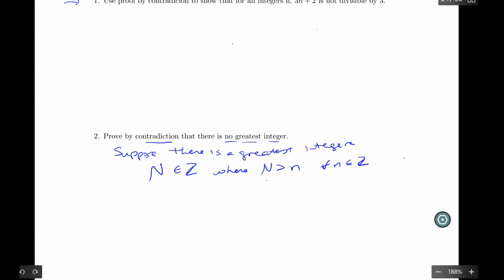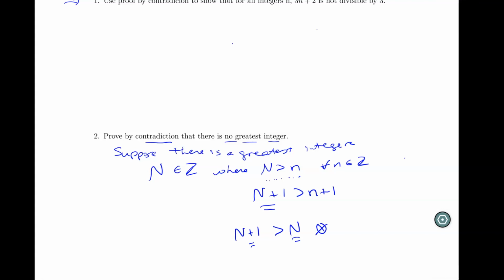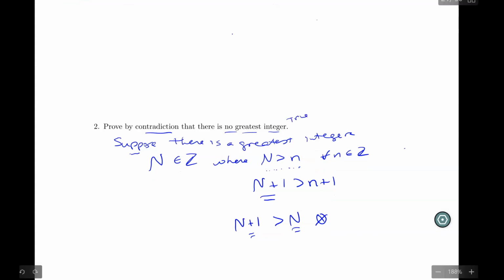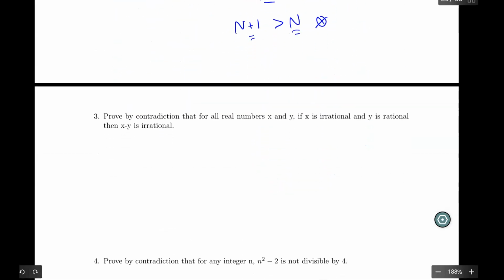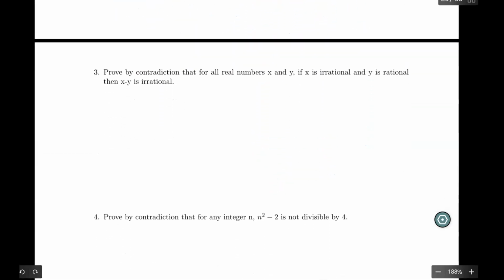From this true statement, I'm going to add one, because I'm allowed to do that with integers. Whoa, wait a minute. I just found N plus 1. That's bigger than N. So that's a contradiction, because I said N was the biggest, and now I just made N plus 1. So this is false, which must mean the original is true. If I show the contradiction is false, that means the original is true. All right, let's continue on with this next one.